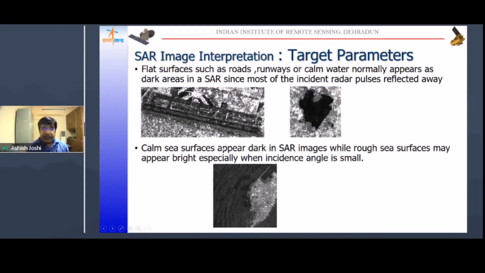Calm sea surfaces appear dark in SAR images, while rough sea surfaces may appear bright, especially when the incidence angle is small. Calm water will appear darker, but when wind passes through the ocean, then due to Bragg scattering, which I will explain in the subsequent slide, these ocean waves will appear brighter in the SAR image. So we have to understand various physical phenomena in the SAR image.